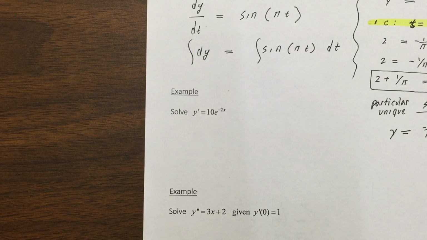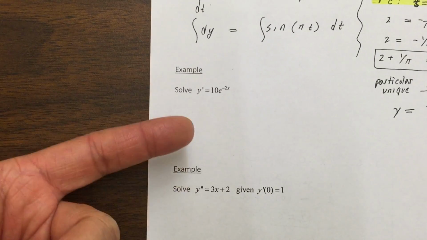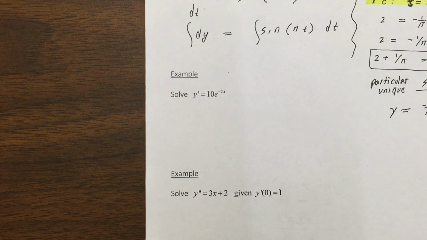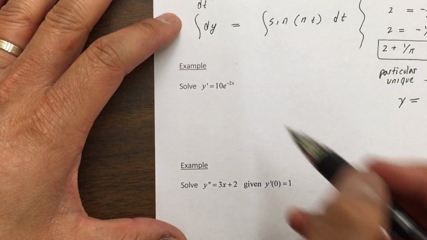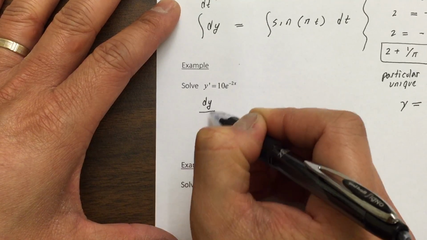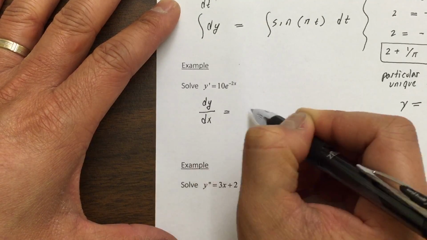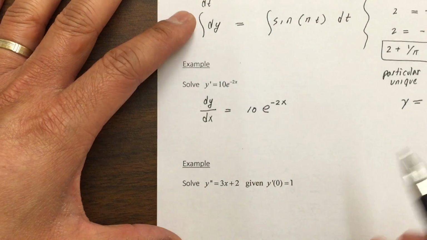Let's do more examples so that you can develop your skills. And if you think you can do it by yourself, then do the next 2 examples by yourself, and then pause the video, check the answers with me, and see how you did. So again, I would change this so that it says dy over dx equals 5e to the negative 2x, all right?